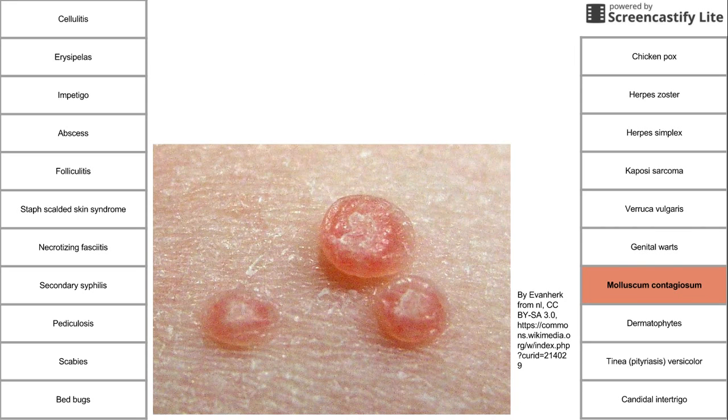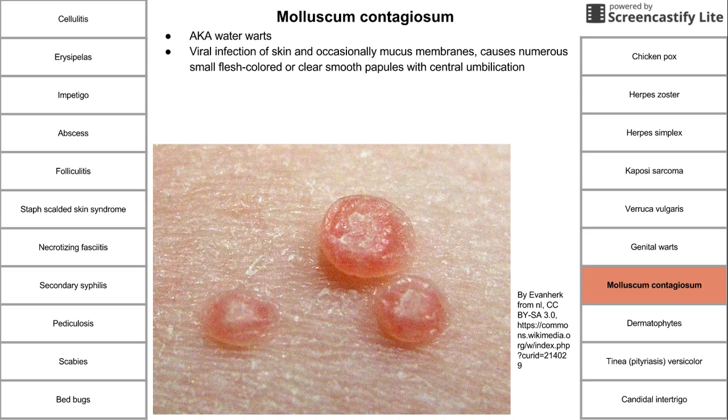Now back to some fungi. Molluscum contagiosum. These are also called water warts, but they're not caused by HPV like the other ones. These are viral infections of the skin. Molluscum contagiosum is caused by the pox virus. We're going to get to the fungi in a second.